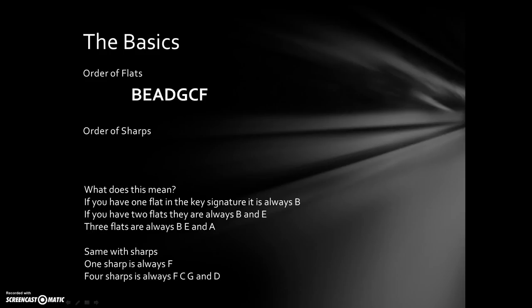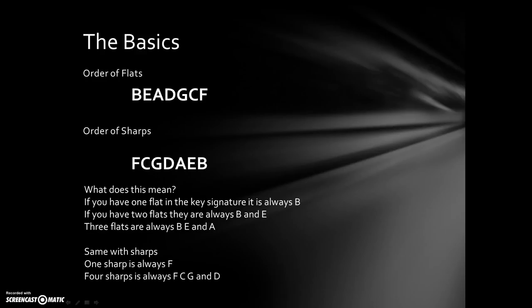The basics. The order of flats is B, E, A, D, G, C, F. To remember this, we remember it spells out the word bead and then greatest common factor. B, E, A, D, G, C, F. The order of sharps is just the opposite of the order of flats. The order of sharps is F, C, G, D, A, E, B.